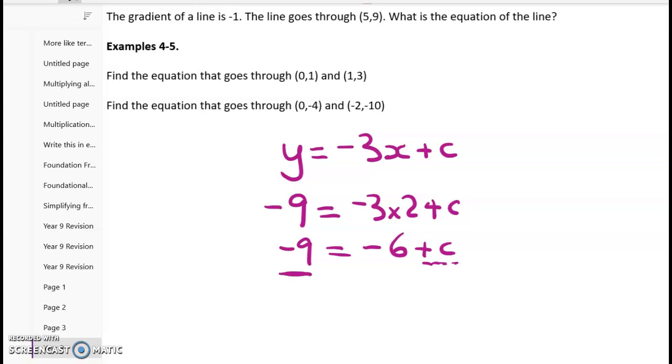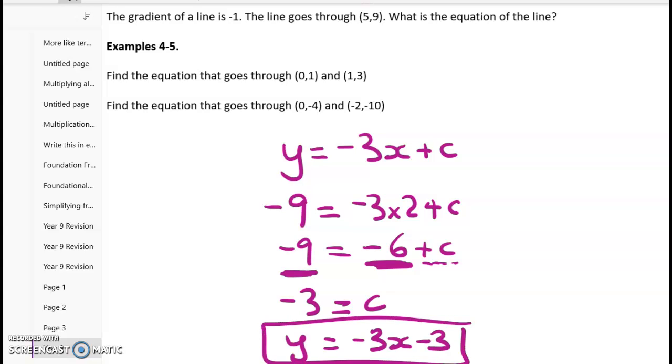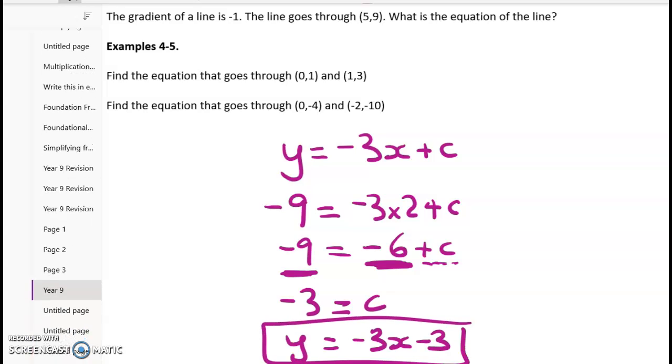So on this side, we're going to add -6, and that gets us to -3. And on this side, we're going to add -6 so that it goes to 0. So we get -3 is equal to c. The equation of the line is -3x, take away 3. And I think I've done that one in GeoGebra as well. Let's see.